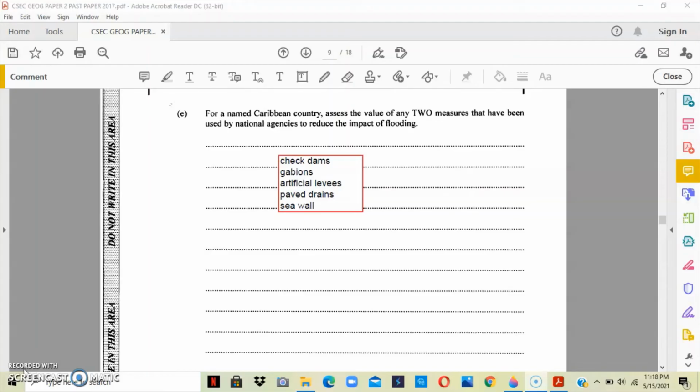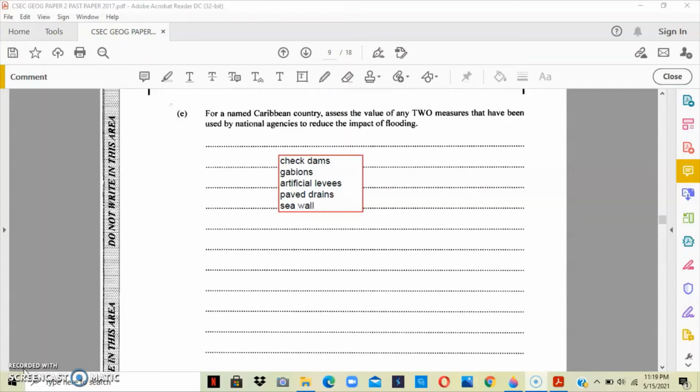We have artificial levees, and the levees are just a raised river embankment, so the raising of the riverbank. So once the riverbanks are raised, it increases the capacity of a river channel. So it makes it less likely for the river to flood, because if the riverbanks are taller, it means that the channel can hold more water.